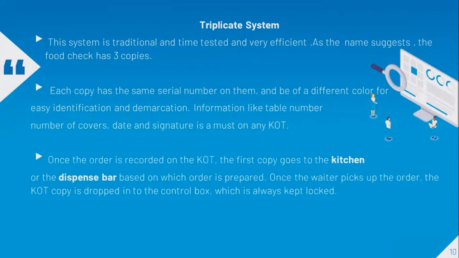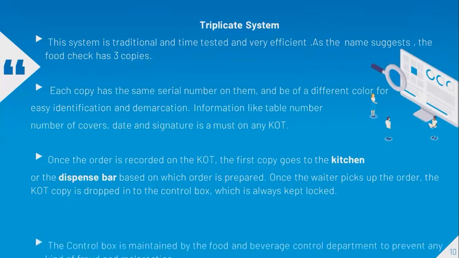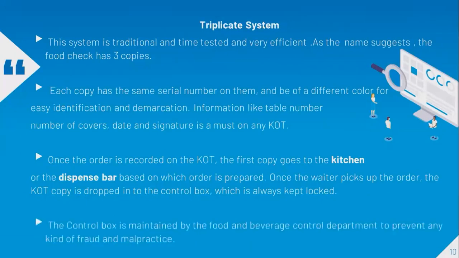Once the order is recorded on the KOT, the first copy goes to the kitchen or the dispense bar. Now, when you're sending a copy to the dispense bar, it will be called as BOT, that is beverage order ticket. Once the waiter picks up the order, the KOT copy is dropped into a control box, which is always kept locked. The control box is maintained by the Food and Beverage Control Department to prevent any kind of fraud or malpractices.